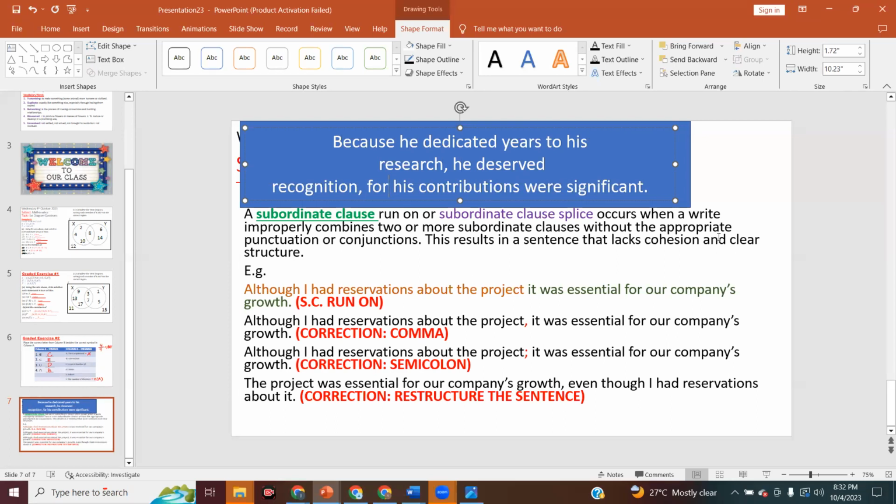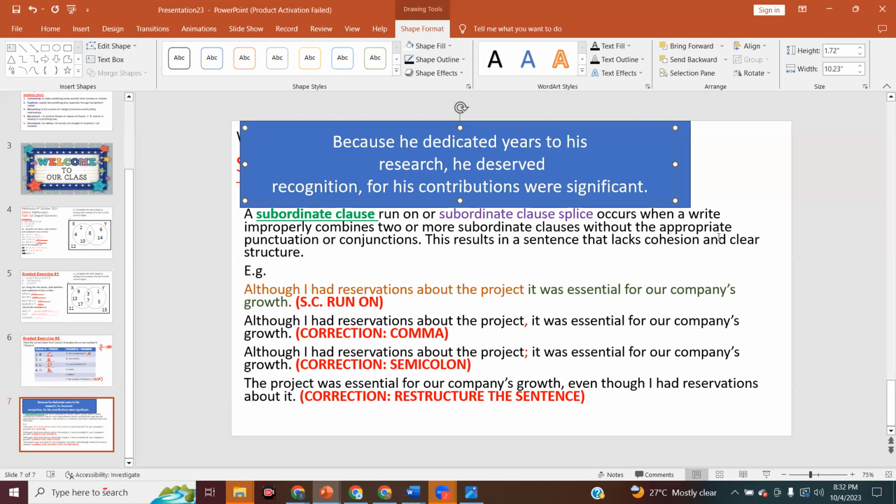Or you can just change the whole sentence, like restructure it, like Naya did, which I really like. Let me look for her one. Okay, the years dedicated to his research deserve recognition, comma, because his contributions were significant. That is very good. That's perfect restructuring.